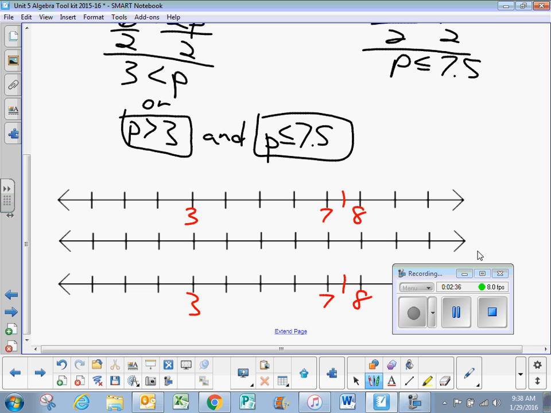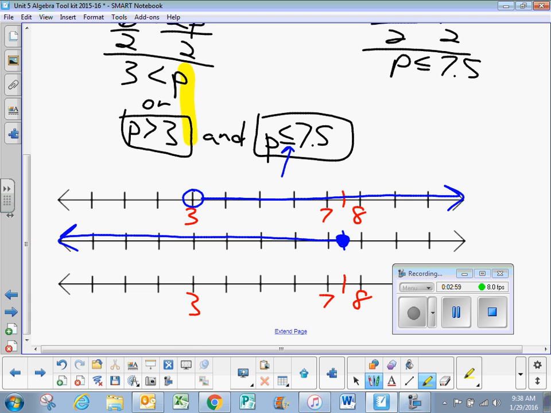The first one, p is greater than 3, goes like that. All numbers are greater than 3. The other one is all numbers less than or equal to, including 7.5, because of the line underneath the inequality here. Okay, when it's an and, we want to know where they're both graphed. That is the solution. So we can go ahead and look at it.